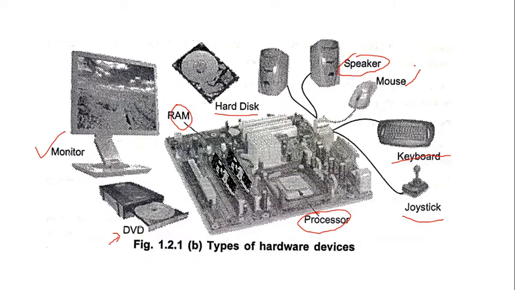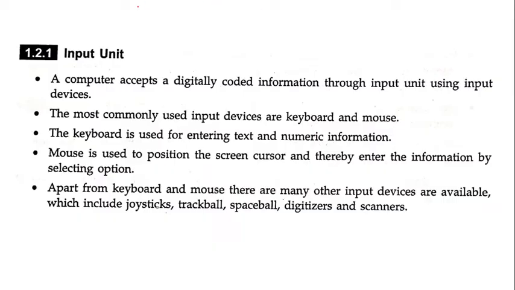So these are some of the detailed information regarding your desktop or personal computer, or we can say the hardware of our personal computers. Next, we are going to see the input. Right now we are starting with the input device. A computer accepts generally coded information through the input unit using input devices. The most commonly used input devices are keyboard and mouse, because they are most important for giving any kind of code or data to the processor, the controller, or the CPU.